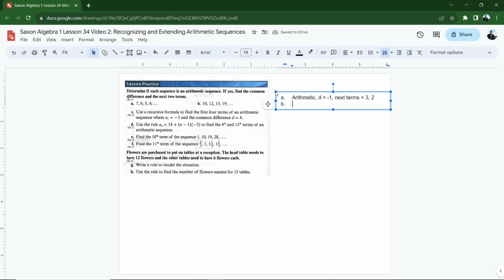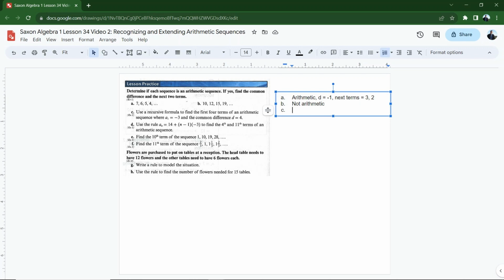Okay, letter B. 10, 12, 15, 19. Let's see, 12 minus 10 is 2, 15 minus 12 is 3, 19 minus 15 is 4. This is not arithmetic, so I don't have to do any of the other steps with it. It's not arithmetic because it doesn't have a common difference. It changes by different numbers each time. There's a sequence to it, there's a pattern to it, but it's not an arithmetic sequence.